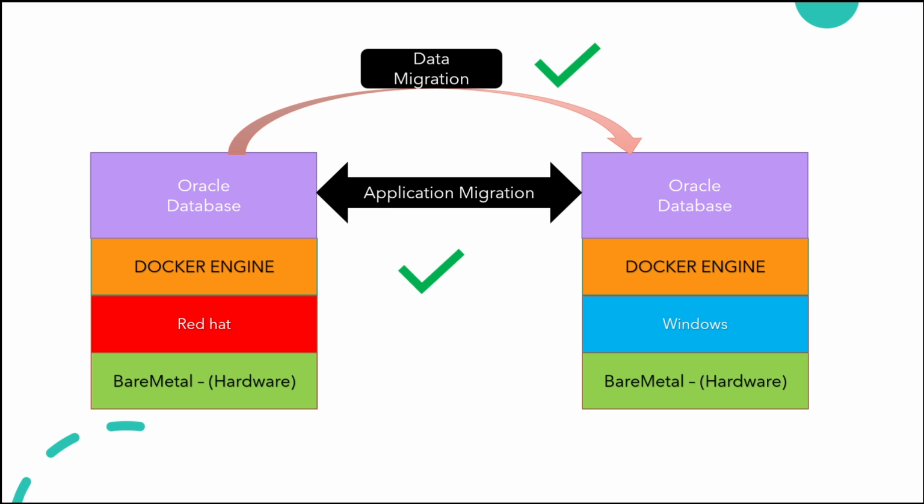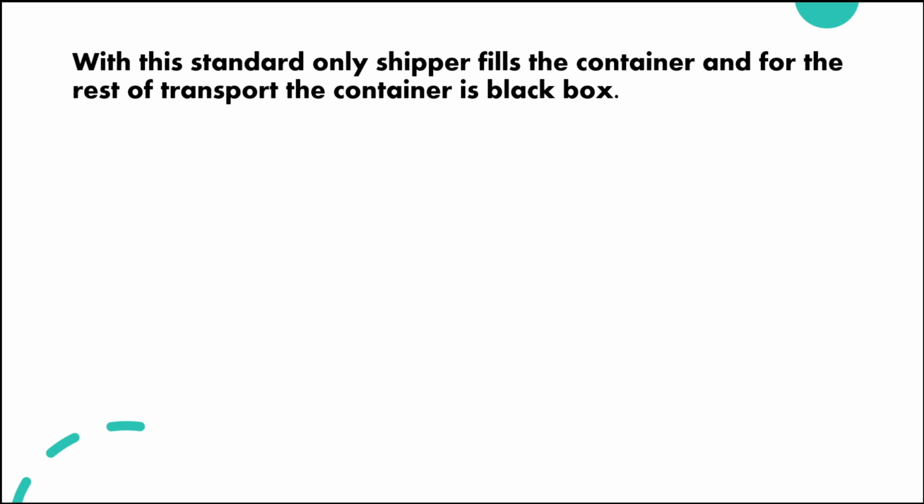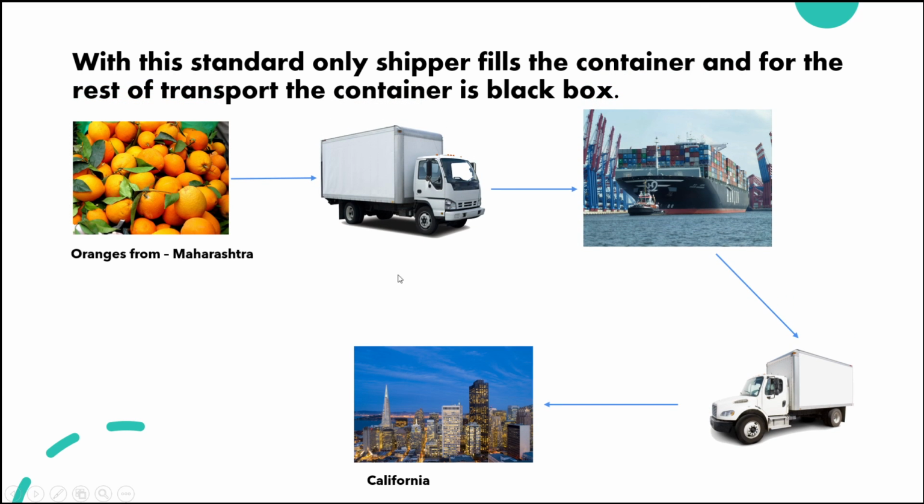Once you see the video, you will understand. So with these standards, the shipper fills the container and for the rest, the container is like a black box, I can say. Suppose you have oranges, and the same oranges have to be transported to another country, the USA, like California state. With the help of a mini truck, you can transport the shipment through truck again to truck to California. I just explained in a simple way. You can understand in this perspective also. That means shipping goods is portable. That means shipping your applications is also portable in Docker. That's what my point is, to say as a very gist point, I can say like that.